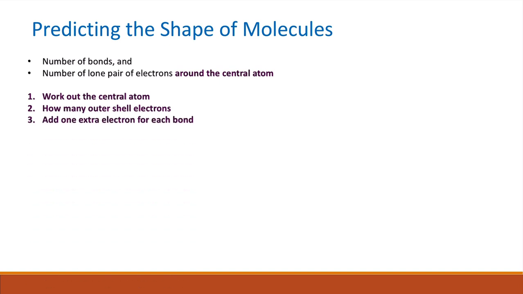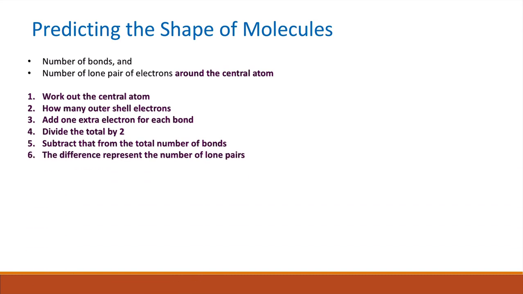And then you add one extra electron for each bond that we can see in that structure. And then we divide that total by 2 in order to find how many electron pairs there are. And then you subtract the number of bonded pairs from the number of electron pairs. That should give you the number of lone pairs. So let's have an example. If they ask you to predict the shape of H2O, H2S.